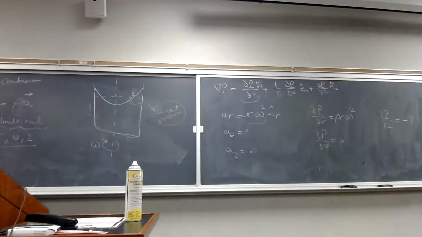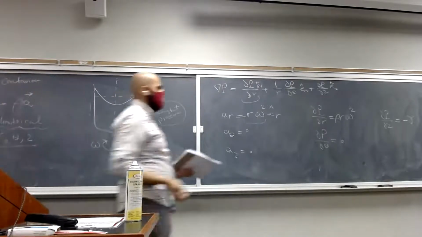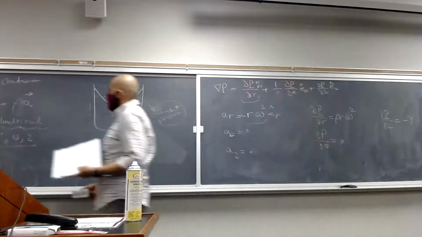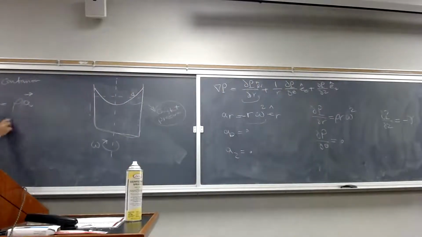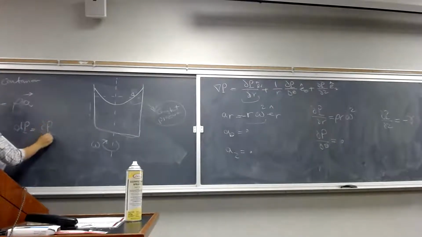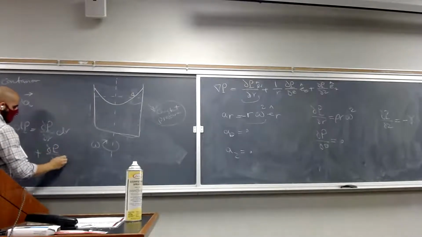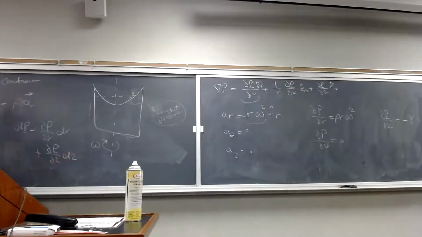This is the goal again. So we have to employ the same analysis we did. The change of pressure, dP, is going to be equal to the change in R multiplied by the small distance in the R direction, plus the change in Z multiplied by the small distance in the Z direction.